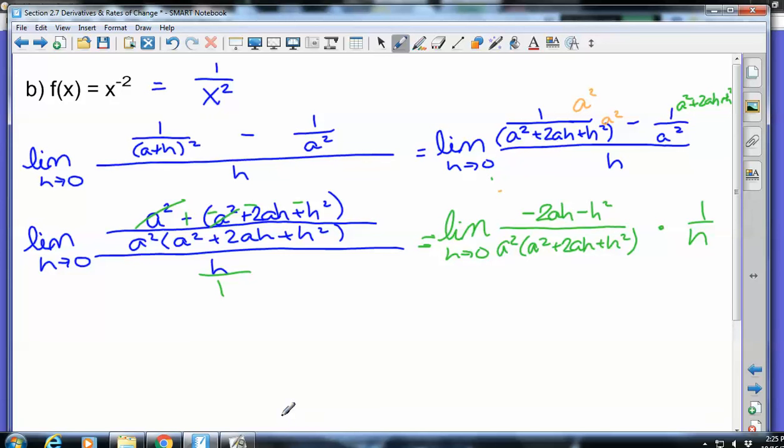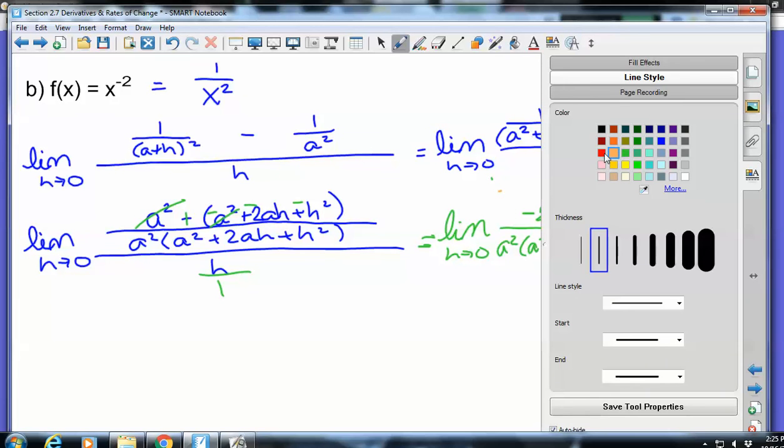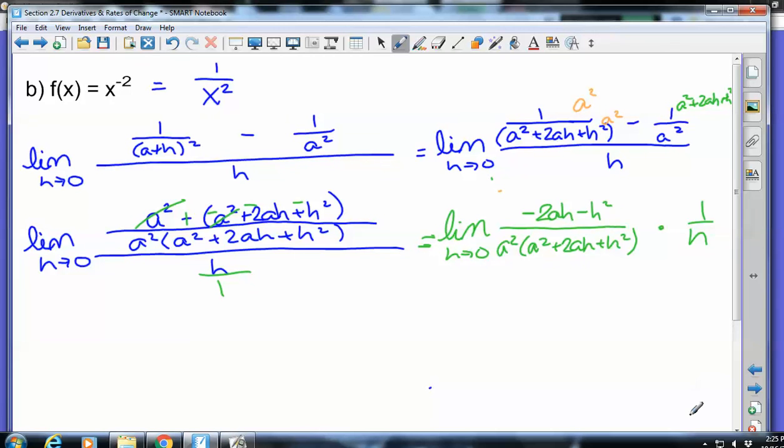To divide by h, if you're dividing fractions, you flip and multiply. So I could write that as times 1 over h. We've done that before. So what now? Can we do anything at this point?